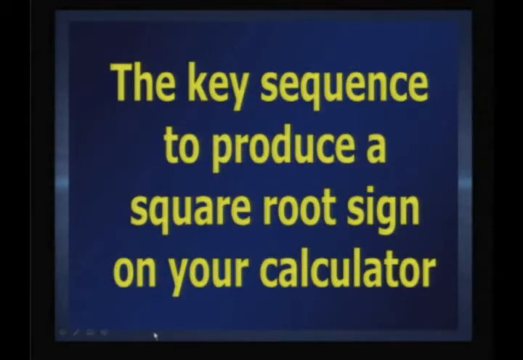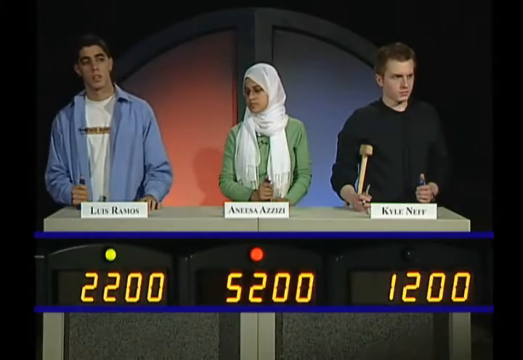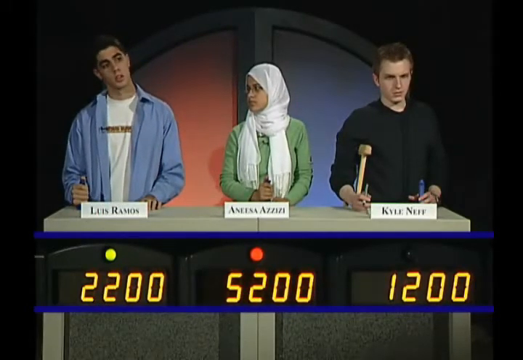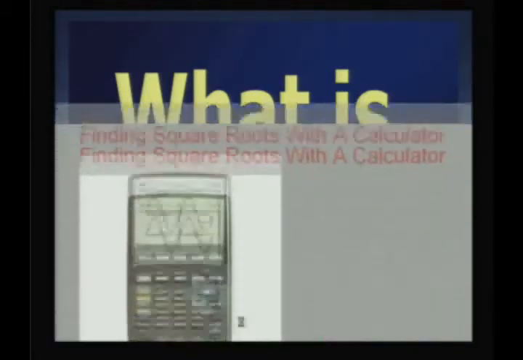Calculator operations. The answer is the key sequence, the keys that you would hit to produce a square root sign on your calculator. You can't just hit square root. It's Luis. What is second x squared? You are correct, because there's a button for x squared.